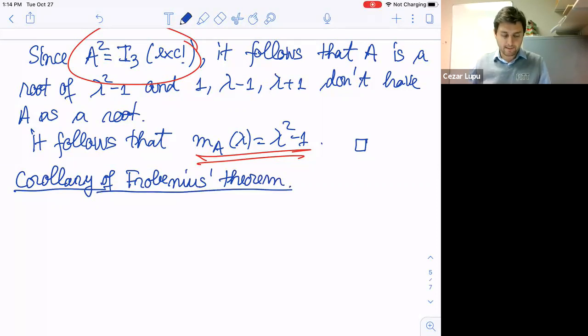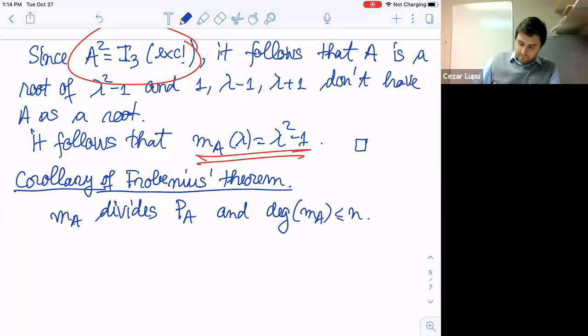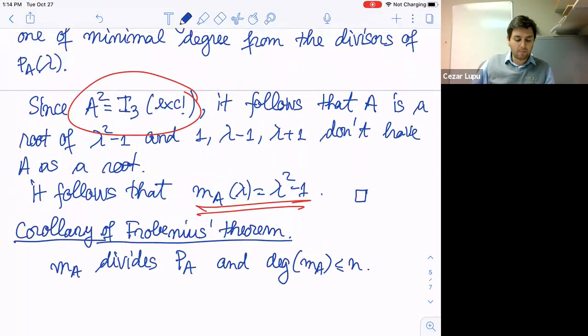Which says that MA divides, so the minimal polynomial will always divide the characteristic polynomial, and moreover, the degree, as obviously, is less than n. All right, so this is the story with the minimal polynomial. You will see in some applications we will use this. Maybe I'll do some, we'll see, maybe in the recitation I'll use this.